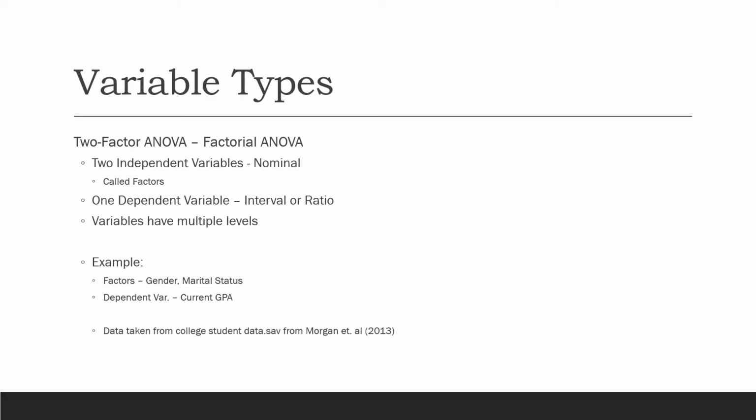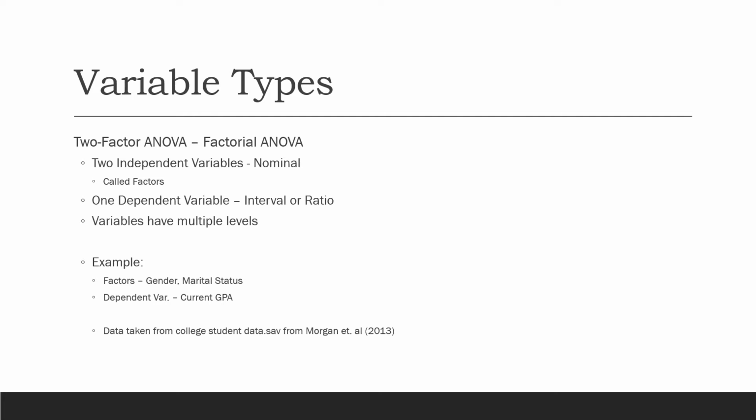Our variable types. For Two-Way ANOVA, which is also called two-factor ANOVA or factorial ANOVA, we need two independent variables, and they should be nominal. They will often be called factors as well. We will also need one dependent variable, and it should be interval or ratio. And variables each have multiple levels.